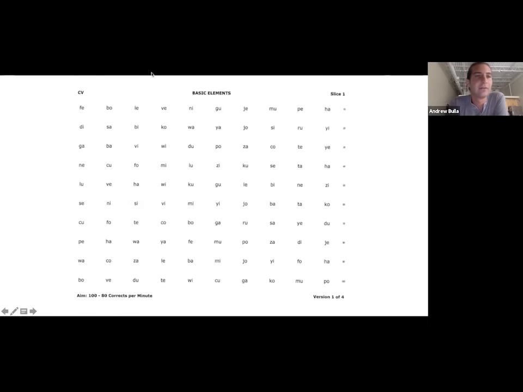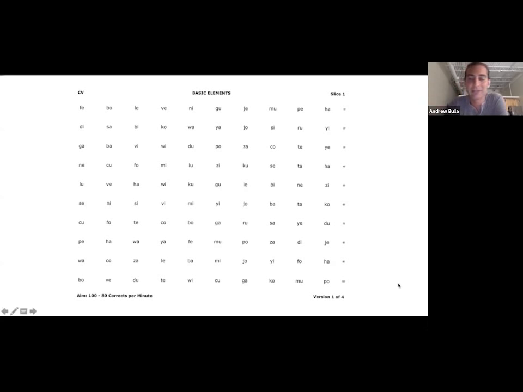Here's an example for reading. So these are nonsense words and word parts as part of a basic elements. Notice there's 100 sounds on this sheet. So we've lifted that ceiling and we're trying to get learners to engage into 100 to 80 correct sounds per minute. So they're going to read phonetically. So fe, ba, le, ve, ni, g, je, m, pe, ha, ti, sa, bi, ka, wa, ya, cha. And then I'm timing them and seeing how many they can do.